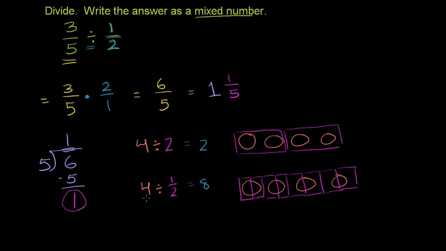And notice, now each of the objects became 2 groups. So you could say, how many groups do you have? Well, you have 4 objects, and each of them became 2 groups. Each of them became 2 groups, and so you also have 8. So dividing by 1/2 is the same thing as multiplying by 2. And you can think about it with other numbers, but hopefully that gives you a little bit of an intuition.